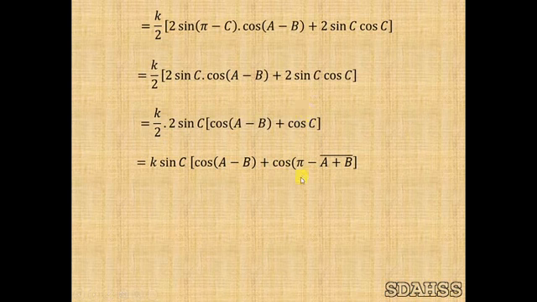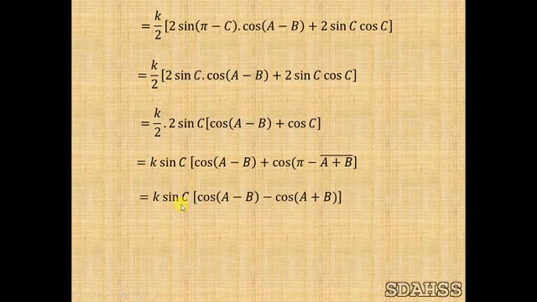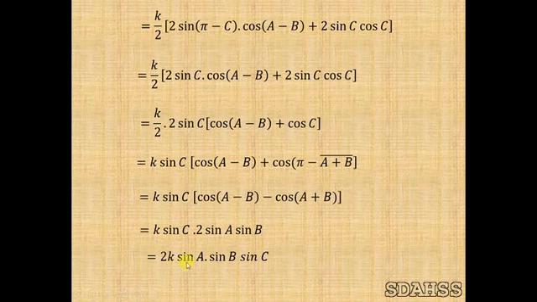In the place of C we can write pi minus (A plus B). That is K sin C into (cos (A minus B) plus cos (pi minus (A plus B))). We know that cos (180 minus theta) is minus cos theta, so cos (180 minus (A plus B)) is minus cos (A plus B), which is equal to K sin C into (cos (A minus B) minus cos (A plus B)). Cos (A minus B) minus cos (A plus B) is 2 sin A sin B. That is equal to 2K sin A sin B sin C, which is 2K sin A sin B sin C, equal to the RHS. Hence we proved.